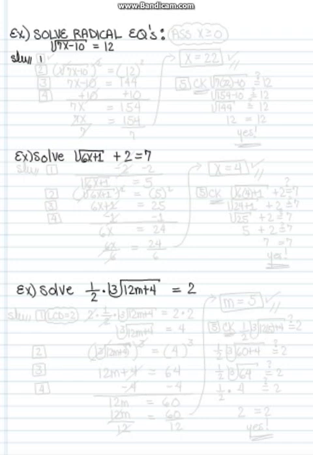All right, on this problem, we are solving radical equations that have radicals in them. The first example is the square root of 7x minus 10 equals 12. The second example, we're going to solve the square root of 6x plus 1 plus 2 equals 7. And the last example, we will solve 1/2 times the cube root of 12 times m plus 4 equals 2.